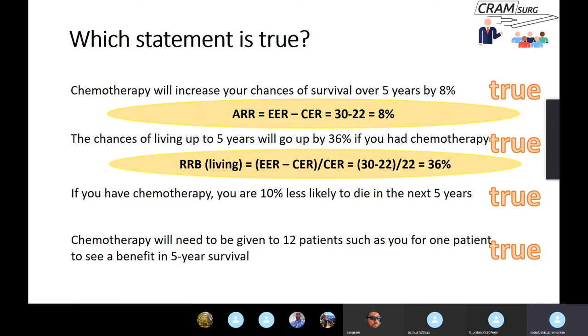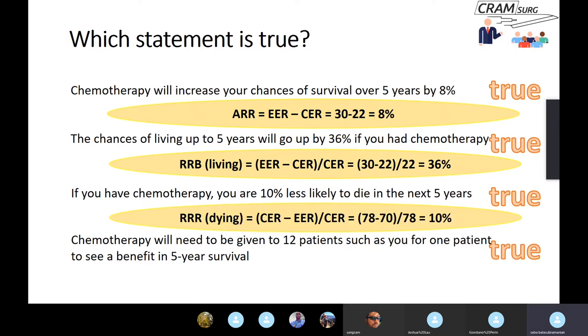The second is what we call relative risk reduction, or relative risk benefit, if you like, of surviving or living. So essentially, that's the difference in rates between the two groups divided by the control event rate, or divided by the rate of surviving in the control group or the non-chemo group. So that is 30 take away 22 divided by 22. So that would be 36. So the relative risk of living up to 5 years if you had chemotherapy is 36%.